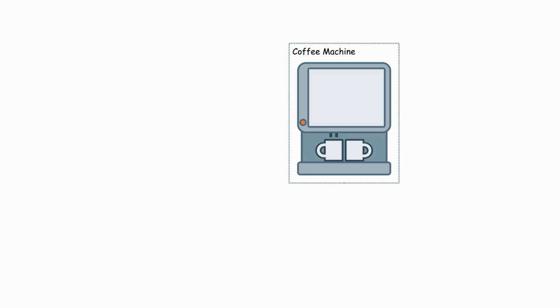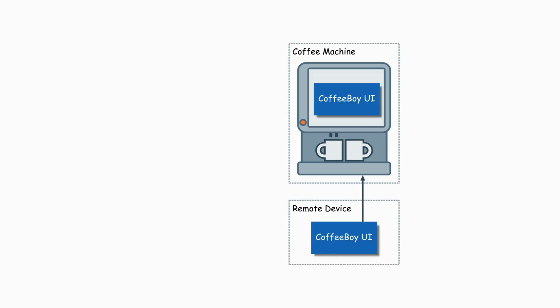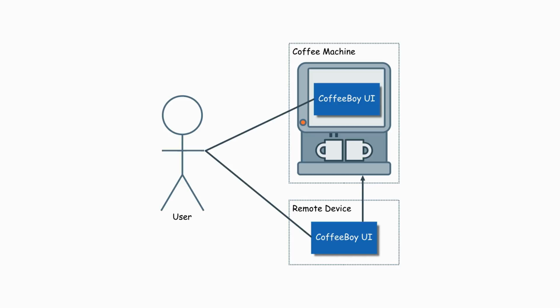The user interface of this control software, called CoffeeBoy UI, can either be used via the coffee machine's touch display or by means of an external device like, for example, a smartphone, tablet, notebook, or even a TV. By means of the CoffeeBoy UI, the user can order up to 4 cups of coffee, manage individual coffee recipes, and monitor the ingredients inventory as well as maintenance status.